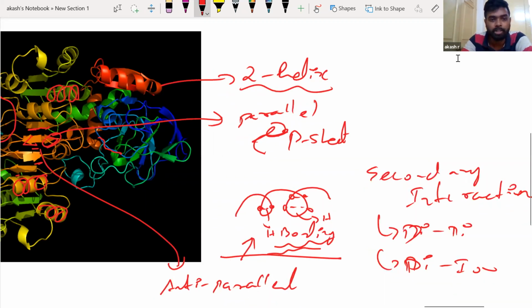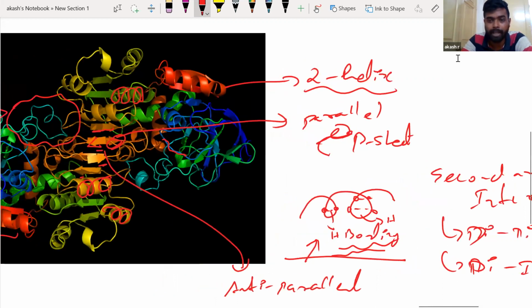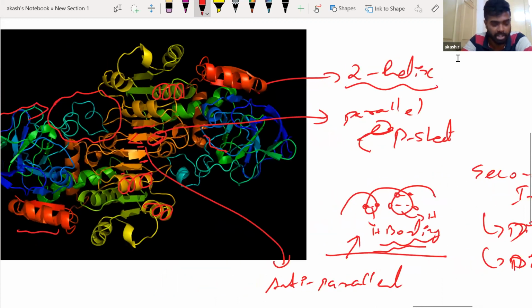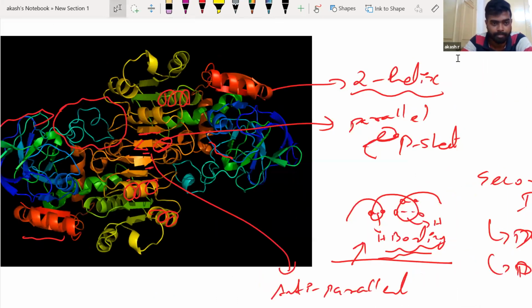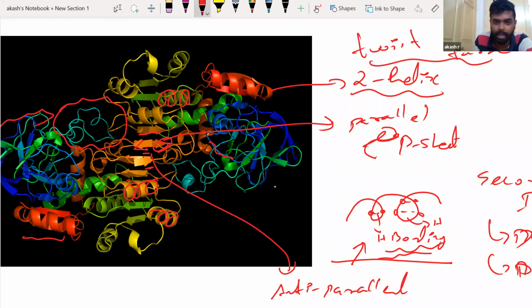So I hope everybody understood what is meant by an alpha helix and what is meant by a beta pleated sheet, parallel, anti-parallel. Everybody understood. Other than that, I have these twists and turns. You have something called a twist. You have something called a turn. All these things are there in the secondary structure. This alpha helix is a secondary structure. Beta pleated sheet is a secondary structure. This one thing I have here itself is a secondary structure.